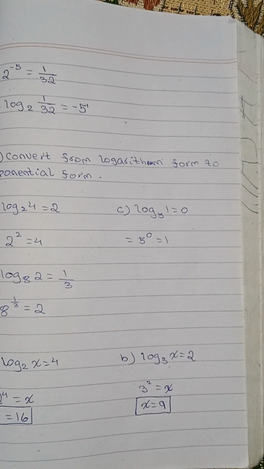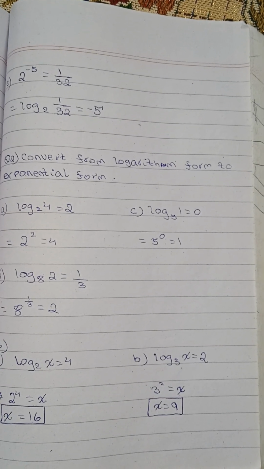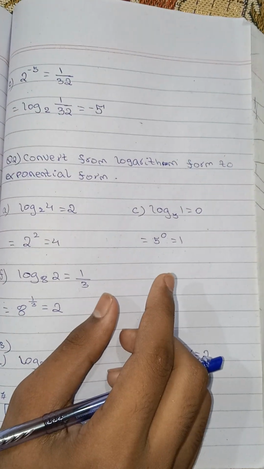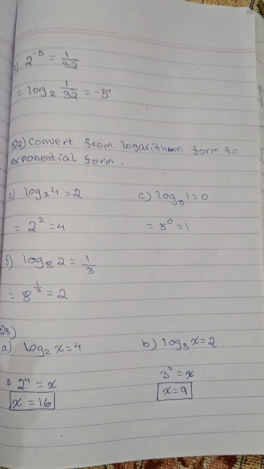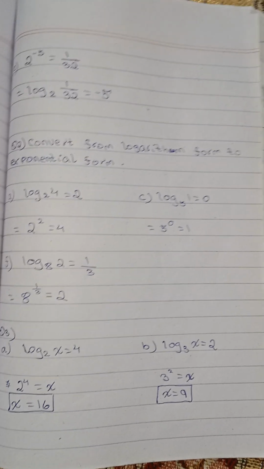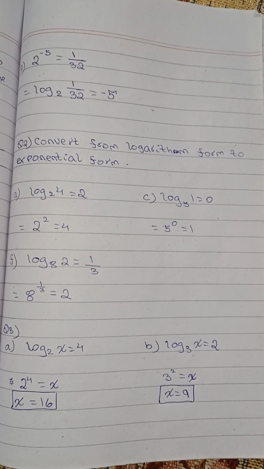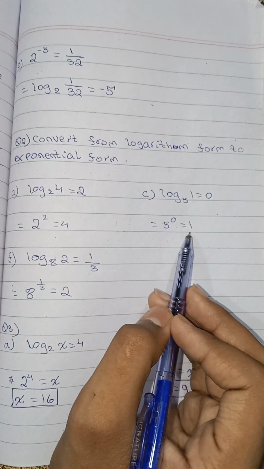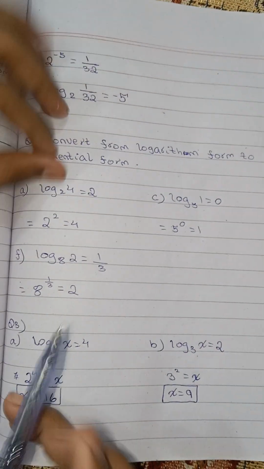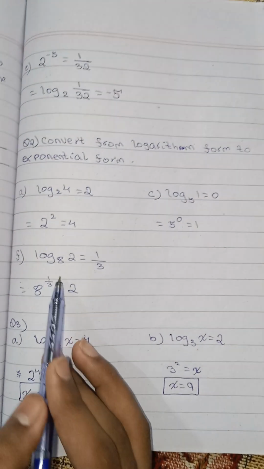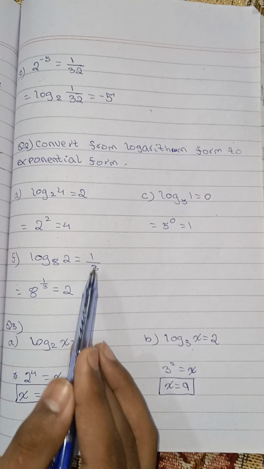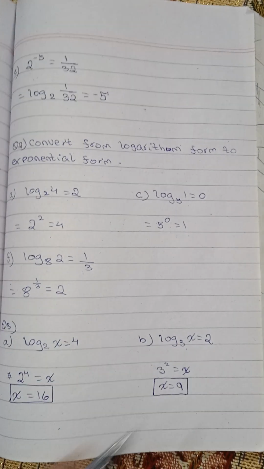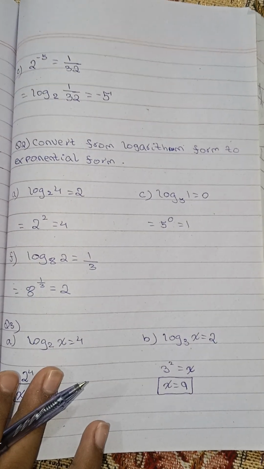Remember that in our previous classes, we studied the rules of indices, which say that any number with power 0, whether it is a coefficient, a real number or an integer, the answer is always equal to 1. Like over here, 5 power 0 is equal to 1. This is the rule. So the third part says log 8 2 equal to 1 over 3. So 8 power 1 over 3 equal to 2. So this is how we will go through the second question.